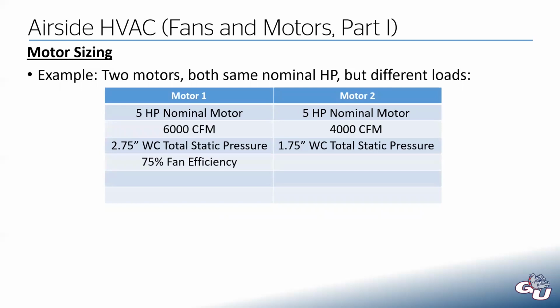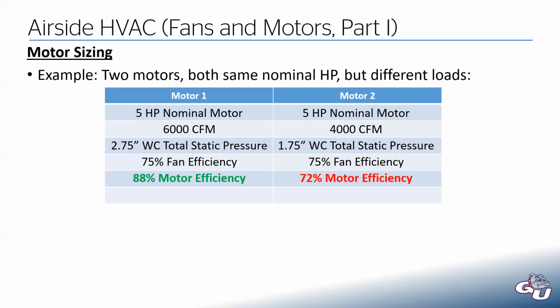Let's say they have the same 75% fan efficiency, but what if that first motor has a motor efficiency of 88%, and the second one is down at 72%? So between these two motors, there's a fairly drastic difference in motor efficiency, and this has to do with how they are loaded. What this would tell me is the first motor is probably appropriately loaded, and the second motor is probably underloaded.